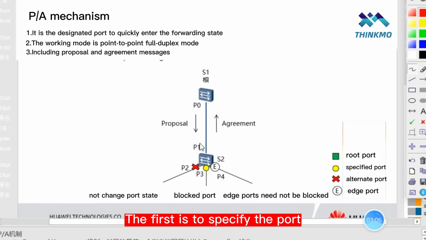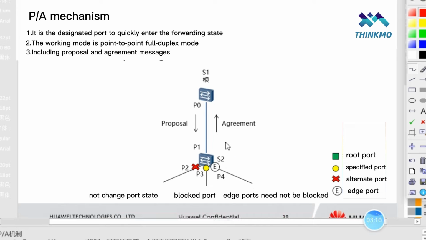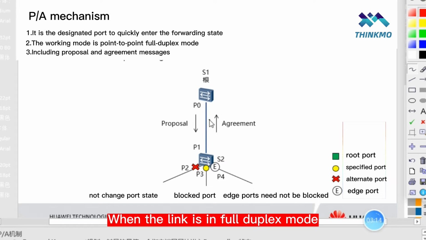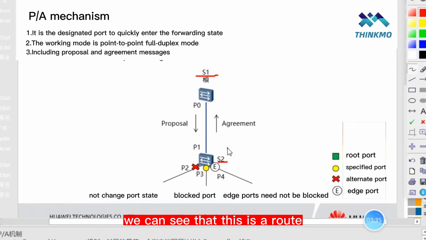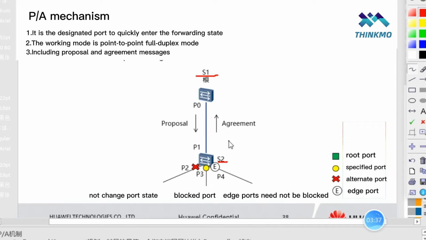The first is to specify the port to enter the forwarding state quickly. The work mode is point-to-point, when the link is in full duplex mode. In the process, there are two types of packets: proposal and agreement. In this topology, we can see that this is a root. Here's another switch, two switches in total.